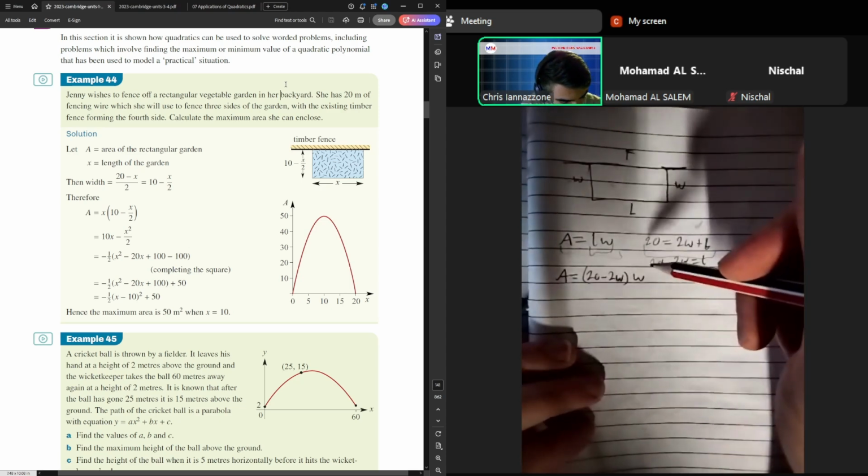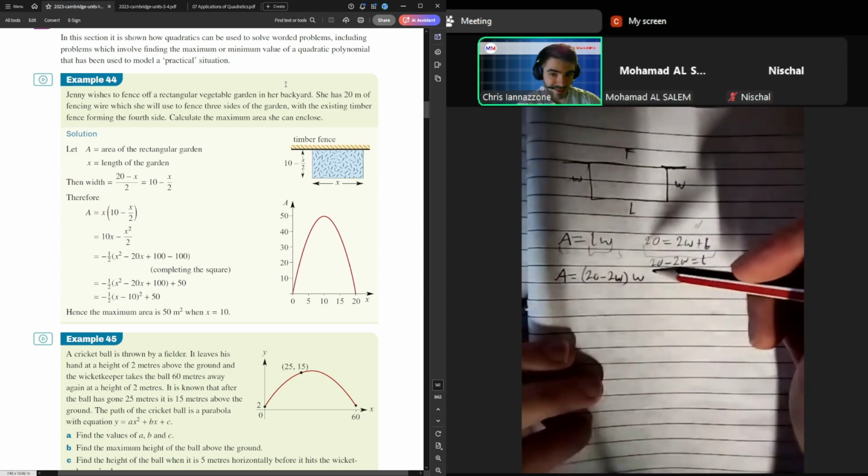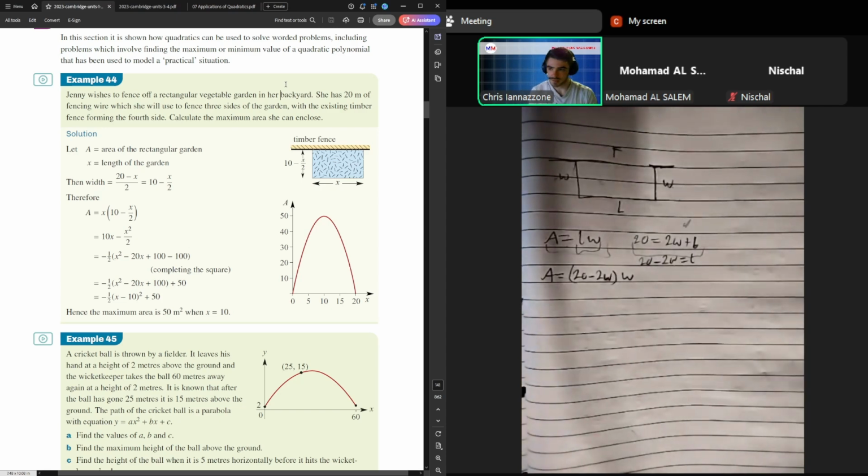You can leave it like this if you like. You will need to sketch this quadratic anyway, so my recommendation is to leave it like this because it does make it easier to sketch the quadratic. But that would be how you start this out, getting your area equation. Any questions about that so far?